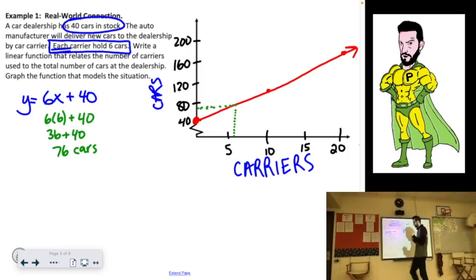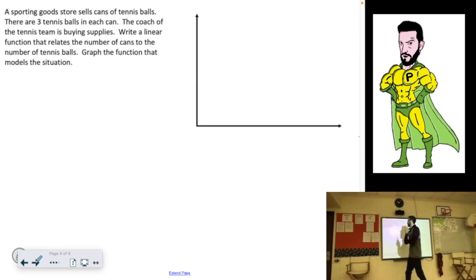Ready for another one? Let's talk tennis balls. A sporting goods store sells cans of tennis balls. There are 3 tennis balls in each can. Each means multiplication. So 3 in this case would be our slope.